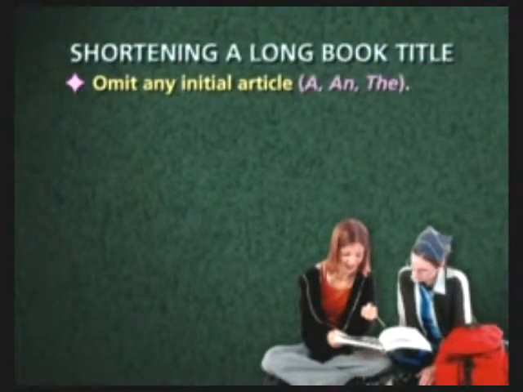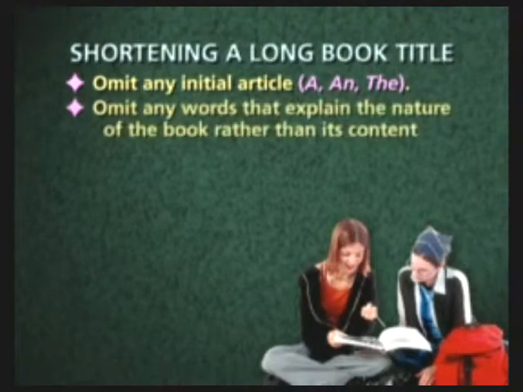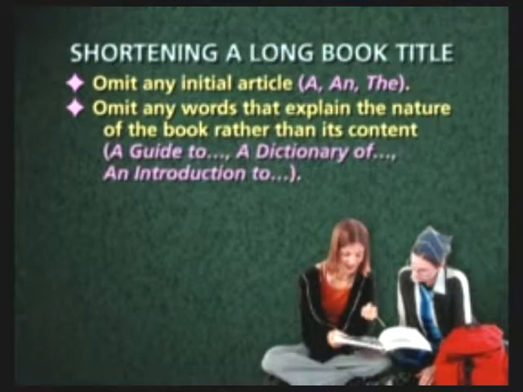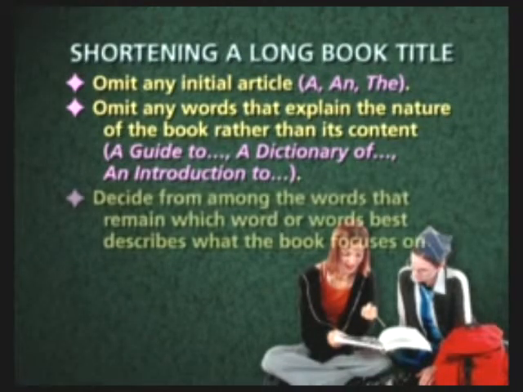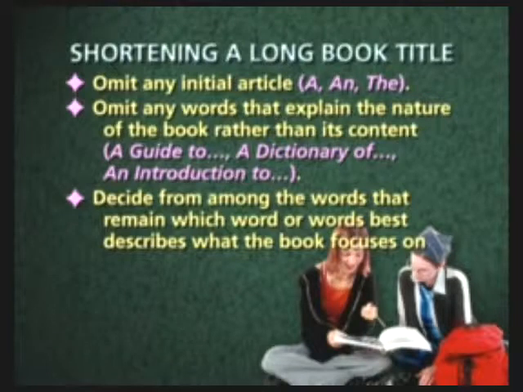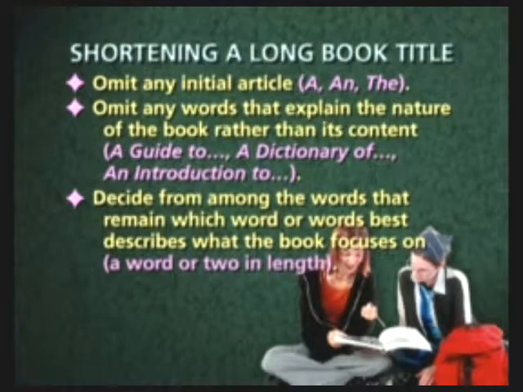Now, as we've pointed out, in a second or later reference to the same book, a long book title should be shortened. Here's how you do that. First, omit any initial article, that is, a, an, or the, as well as any words that explain the nature of the book rather than describing its content. So you would eliminate words such as a guide to, or a dictionary of, or an introduction to. Finally, decide from among the words that remain which word or words best describes what the book focuses on, and use that as your short title, which would normally just be a word or 2 in length.